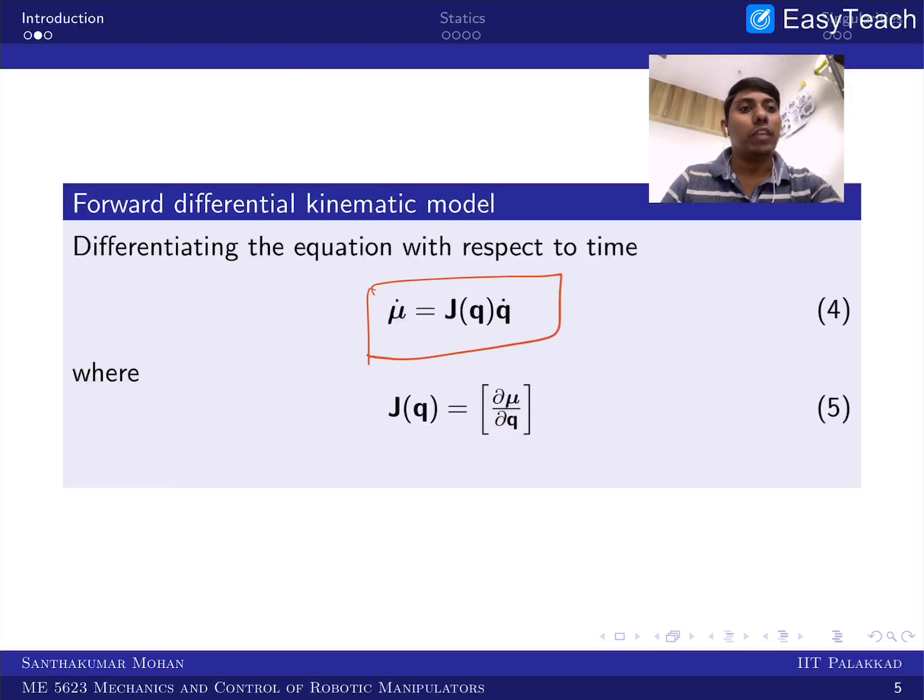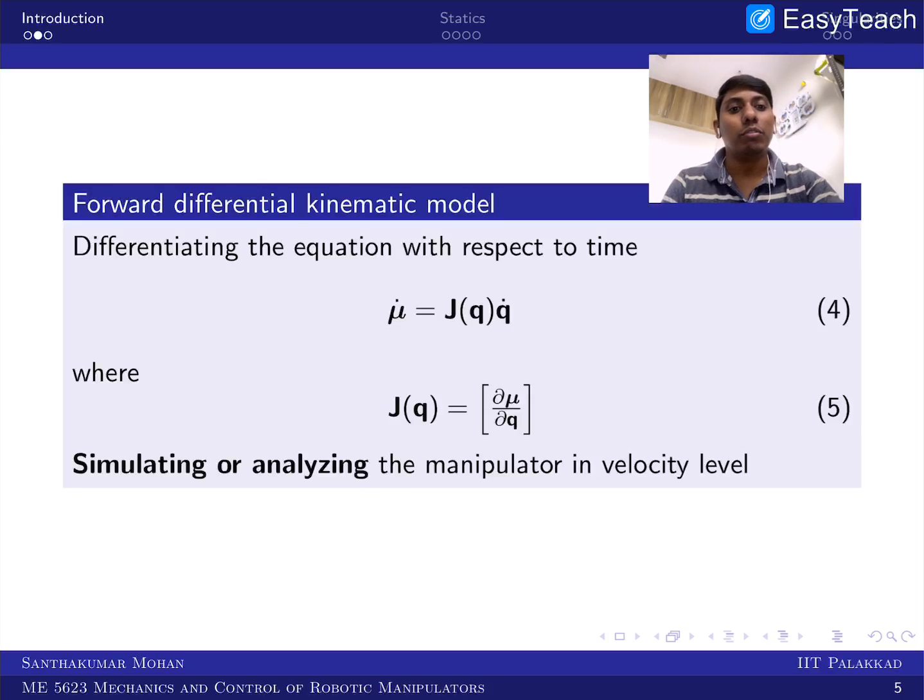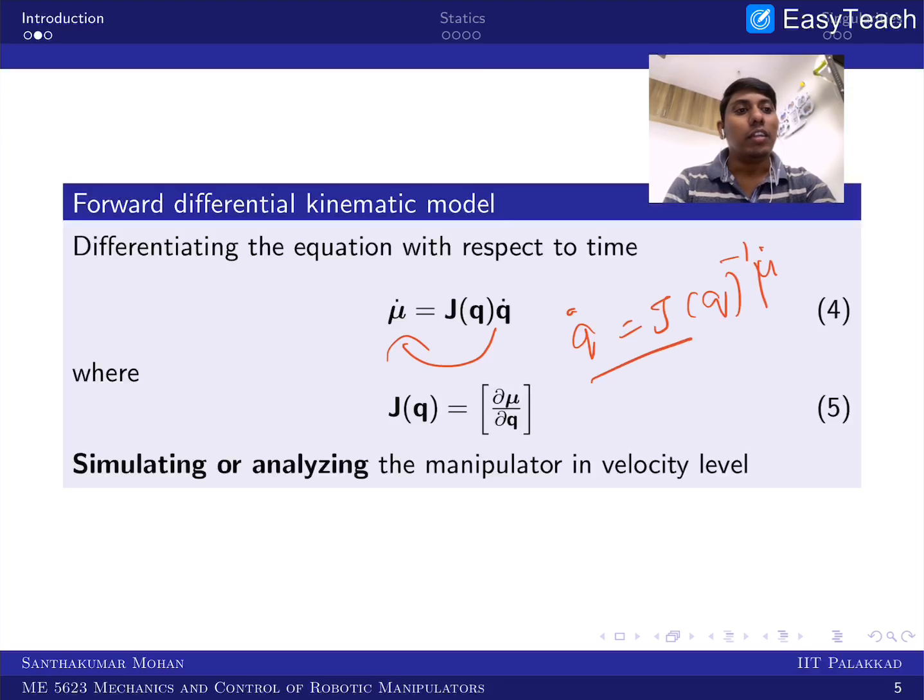So that is what we are going to call forward differential kinematics, where the partial derivative of that function with respect to the joint space variable we call the Jacobian matrix. So now this we also know. Then what we are interested in is simulating or analyzing the system. If we go back, I want q dot equals J of q inverse times x dot, that is the inverse differential kinematic model, that is what you call controlling the manipulator, right?